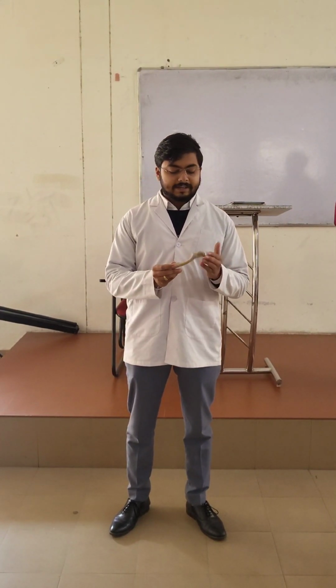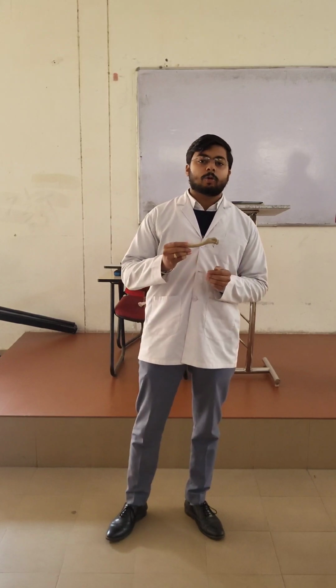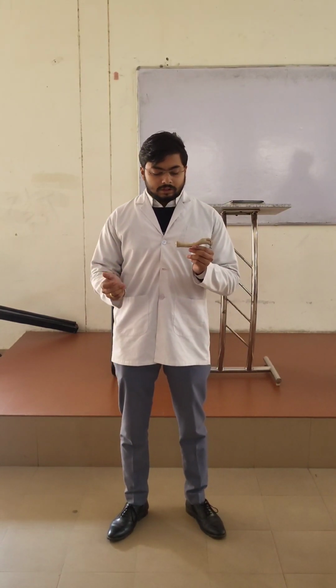Now we discuss the ends. There are two ends: the lateral end and the medial end. The lateral end is also known as the acromial end, and the medial end is also known as the sternal end. Now we discuss the attachments.